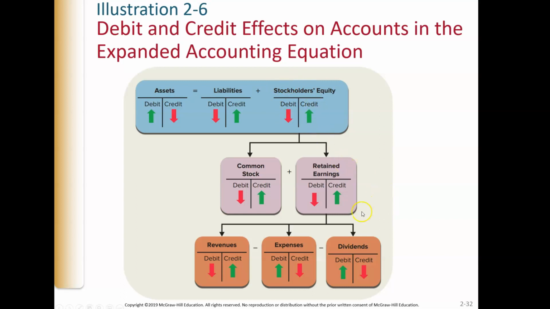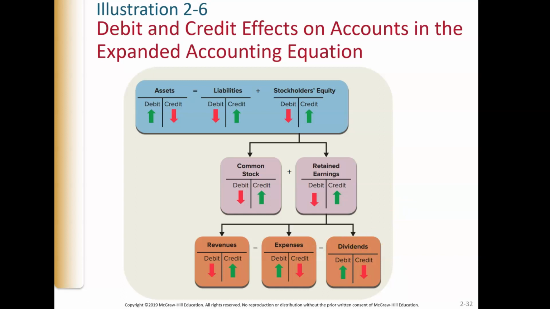However, there are some exceptions. There are two exceptions to that when we do this expanded accounting equation. Expenses and dividends. They're the opposite. You credit them to decrease them while you debit them to increase them. That's the only exception, expenses and dividends. Find a way to remember this.